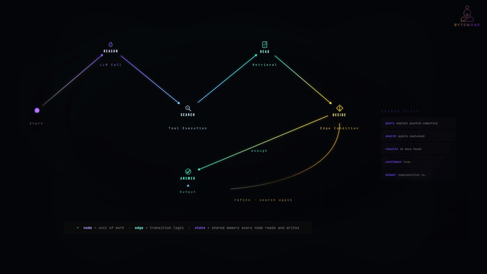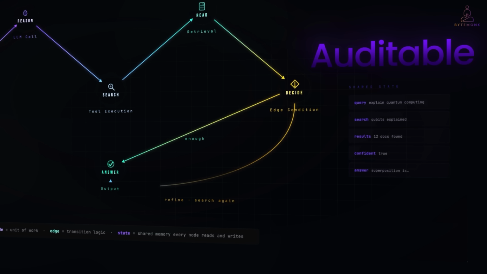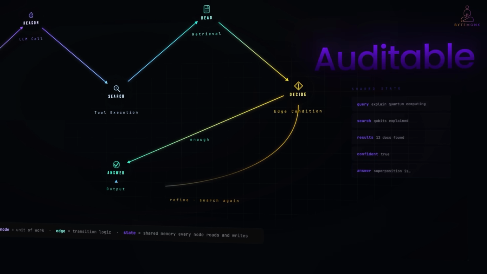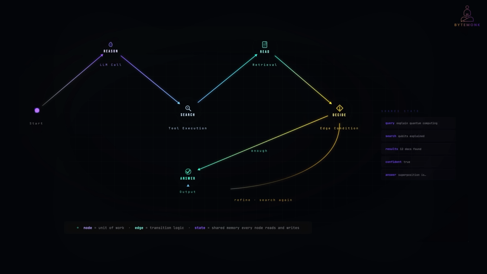Speaking of state, that's the other key idea. Rather than passing data manually between steps, LangGraph maintains a shared state object the entire graph reads from and writes to. Each node picks up the current state, does its work, updates it, and passes control forward. This makes the system auditable. You know exactly what information each step had, what it changed, and what triggered the next move.